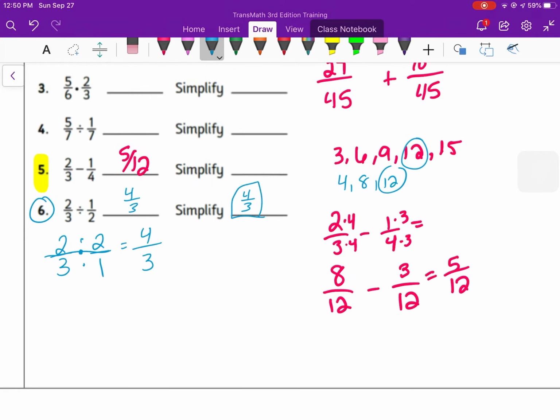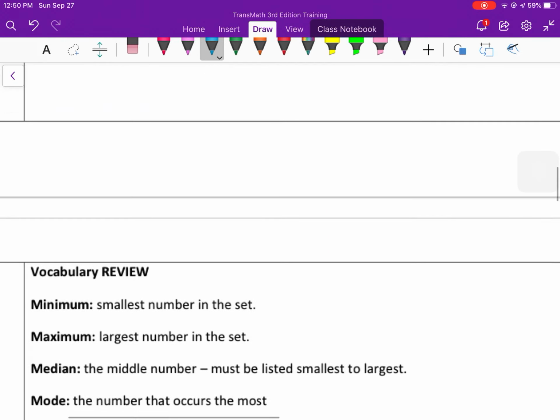Now that is improper, but it doesn't simplify any further. So you could say that's 1 1/3 as a mixed number. Otherwise, 4/3 is fine.